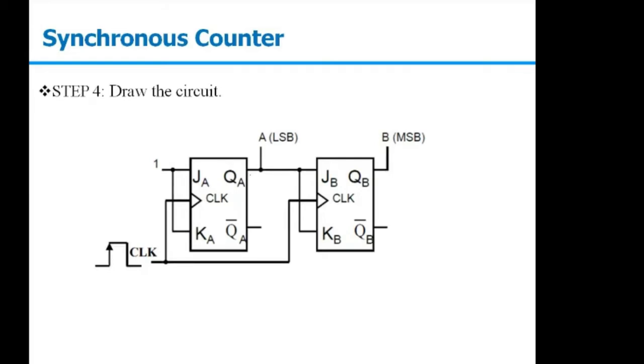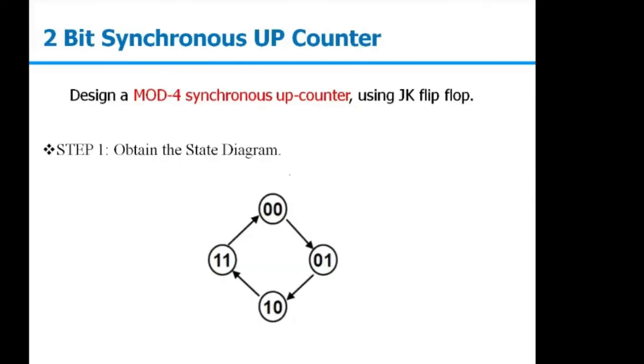So whenever you want to design a synchronous counter, always start with the state diagram depending on the question or depending on the sequence that you want to make. For example, if in the same question you want to make a mod for synchronous down counter, it will be something like 1 1. So this arrow will be reversed actually, you can see. So 1 1 to 1 0, 1 0 to 0 1, 0 1 to 0 0 and 0 0 back to 1 1. Right?